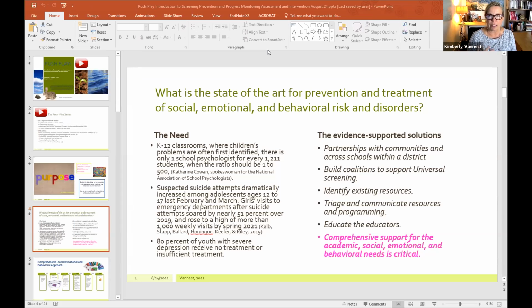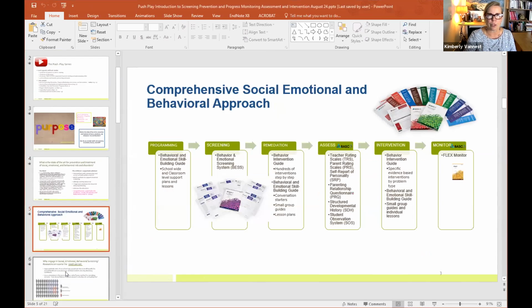This idea of comprehensive support for academics, social, emotional, and behavioral needs is critical if we're going to make a dent in what's happening right now and what's going to be manifest across the next decade. It's not going away, and now is really the time to start thinking about what we're going to do about this. So we're triaging our immediate needs, but we know that these are long-term challenges that we're facing.